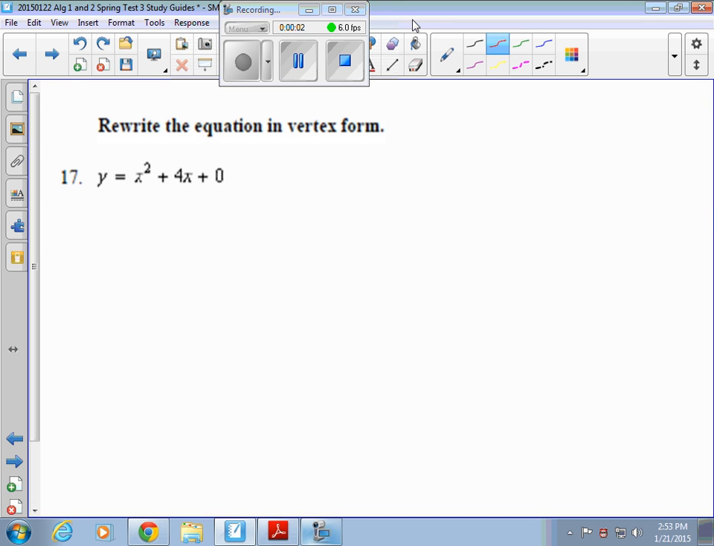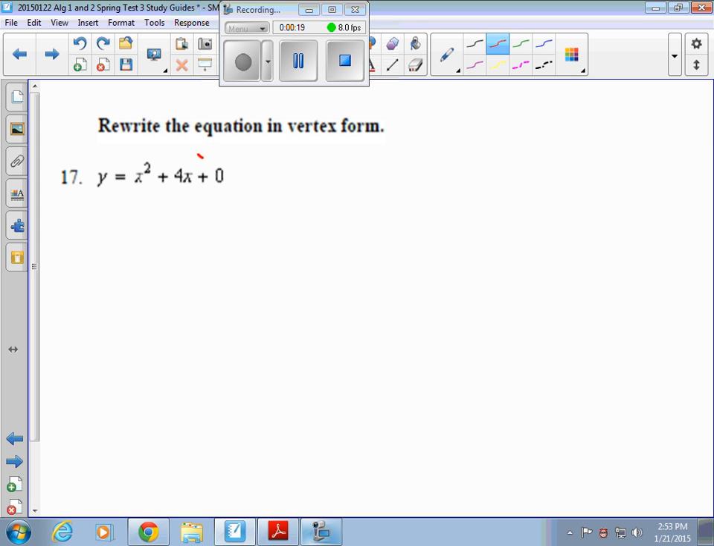This is Algebra 2, spring test number 3. It's part 2, picking up on number 17. Rewriting this equation in vertex form: y equals x squared plus 4x plus 0. You need to move the plus 0 over. Now, when you subtract 0 on one side, it doesn't change what it is.